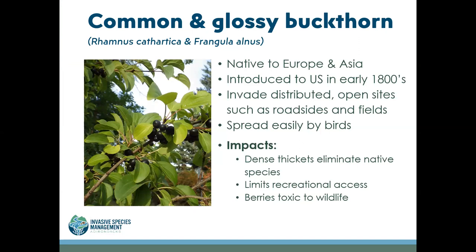They can also tolerate some shade and will occasionally or frequently make their way into the forest understory. And they are spread easily by their bird dispersed berries. Dense thickets of buckthorn eliminate native species and can limit recreational access. Although the berries are readily consumed by birds, they're actually toxic to wildlife and can cause certain species intestinal distress.